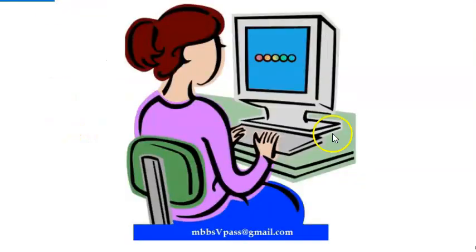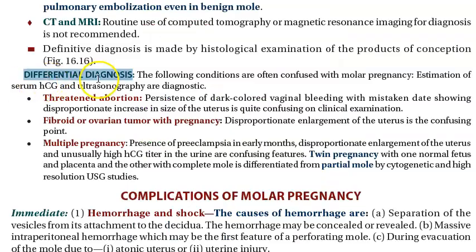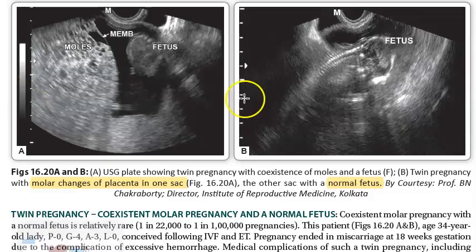Now that you know all this, what differentials do you have to keep in mind? What are we talking about? Hydatidiform mole, or a complete mole. It could be a threatened abortion. It could be an actual normal pregnancy which is going into a threatened abortion. It could be an ovarian tumor, a fibroid, or a multiple pregnancy. This is very important. Look at this. Here they're showing a very interesting case of a twin pregnancy where one sac has molar changes of the placenta. You can see they have marked it as a mole, and the other one can have a fetus. So this is very interesting, right?